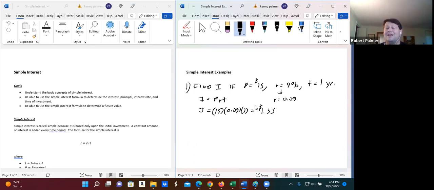So after 1 year, that's the amount of interest, and that's also the amount of interest you generate every year. Once again, if you start with $15 in simple interest and leave it in the bank for 100 years, you're only going to generate $1.35 of interest every year. That's all. Your total amount in the bank would then be $15 plus this, so $16.35.